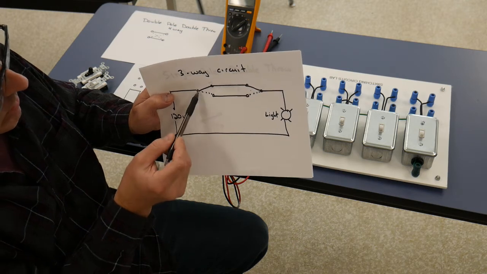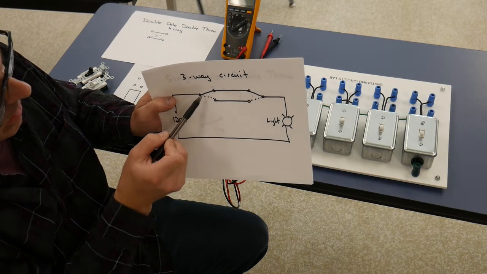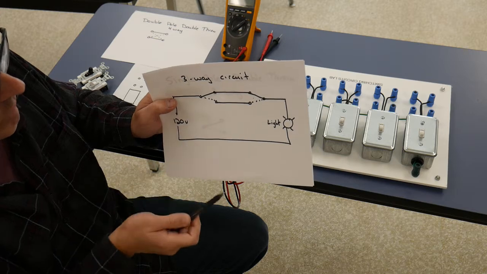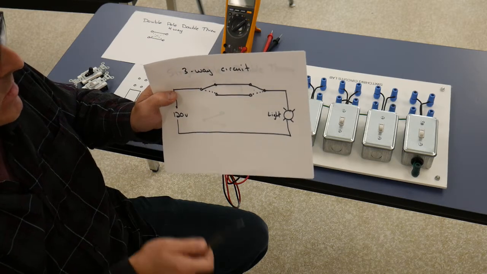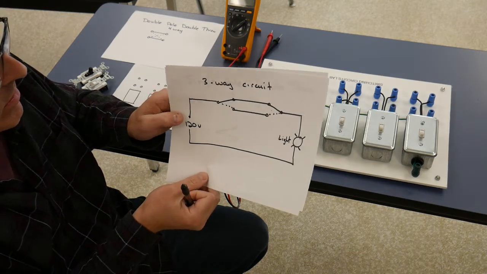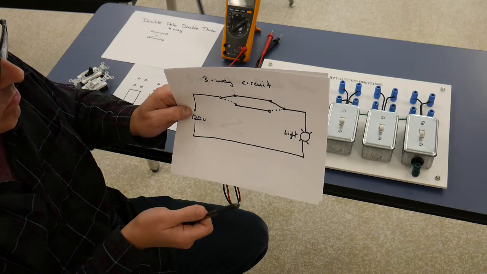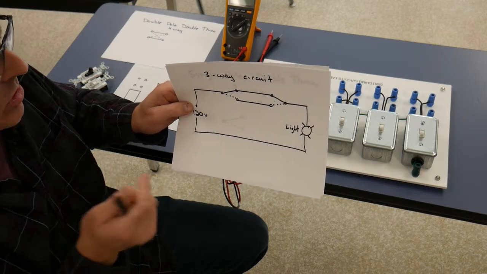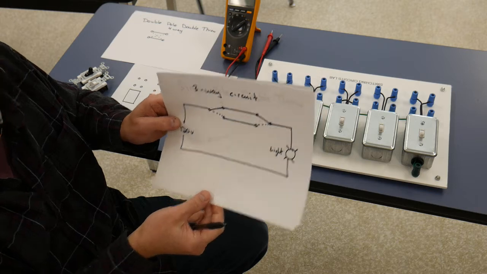If we were to switch this in either direction, then that light could turn on or off from 2 different locations. So that's the purpose of a 3-way circuit. It allows us to have the ability to switch between more than 1 location, just 2 at a maximum.